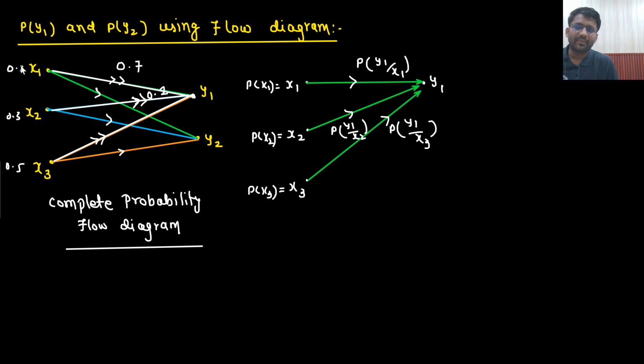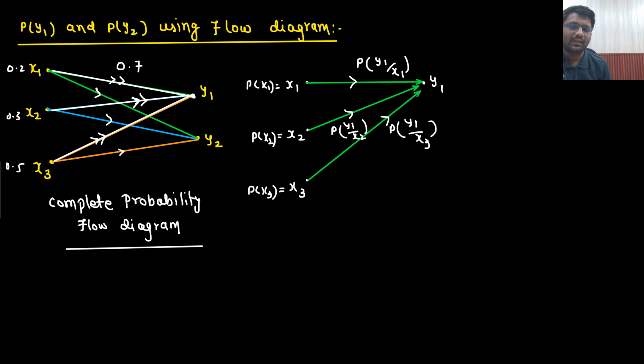So 0.7 multiplied with 0.2 plus 0.2 multiplied with 0.3, and let's just say this is 0.1. So 0.1 multiplied with 0.5, or it could be anything else as well. It could be 0.3 as well. Okay, 0.3 multiplied with 0.5. So that will be the probability of receiving y1.